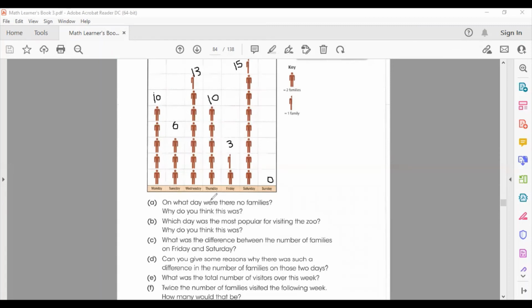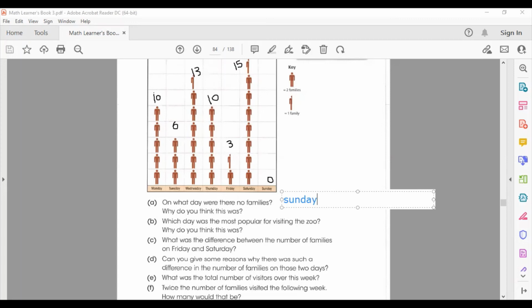On what day were there no families? On Sunday. Why? So we can write here Sunday. The reason, no need to write, I just explain. Why do you think this was? Because you can say the zoo closed. Okay, the zoo is closed on Sunday.